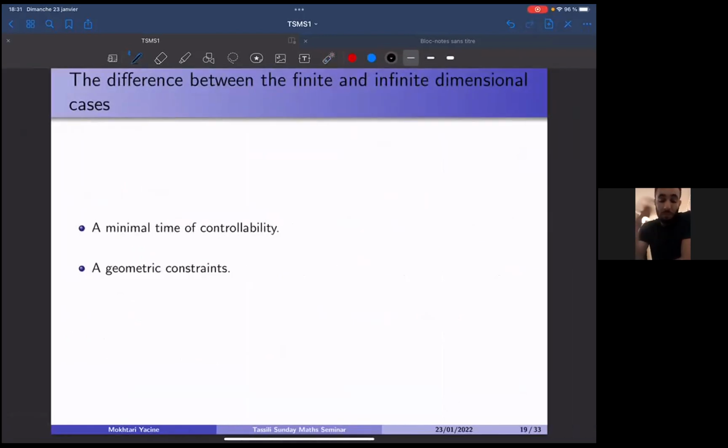So the main differences between the finite and infinite dimensional control systems are in principle two. The first is the minimum time of controllability. This didn't happen for the finite dimensional case, at least for autonomous systems. And there are some geometric constraints that we should respect to be able to control the system or the state.